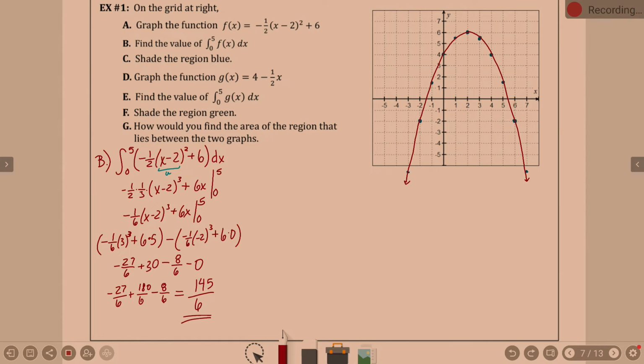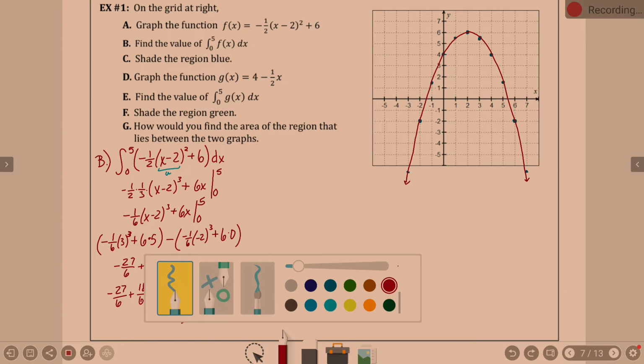Yes, there is a decimal equivalency. I just don't have it. So now, I guess I should have done that in blue, huh?